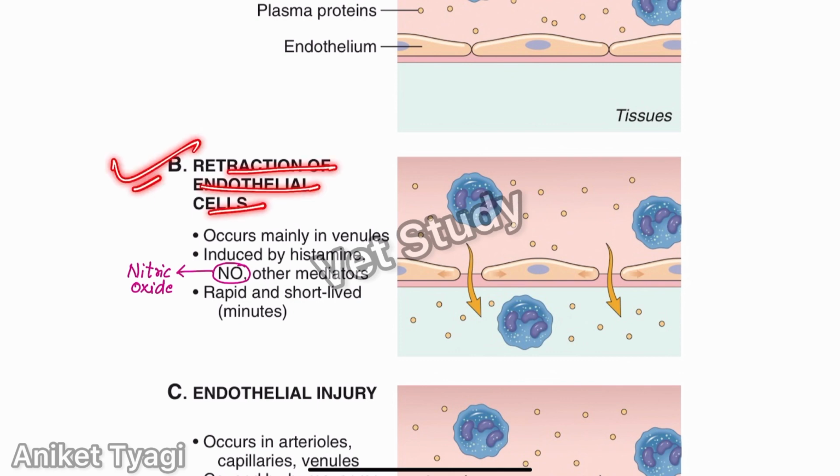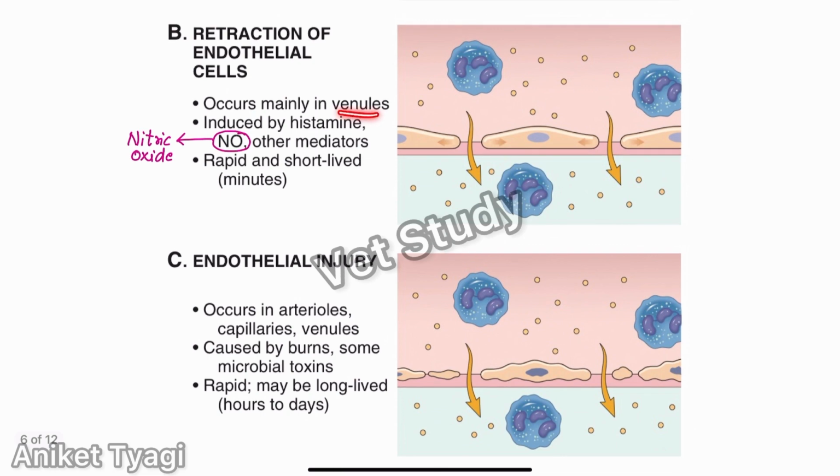Basically, this retraction of endothelial cell mainly occurs in the venule, and it is induced by histamine, nitric oxide, and other mediators. The important thing about this retraction of endothelial cell is that this is a rapid and short-lived mechanism. So what happens in this? You can see there is retraction of endothelial cell, and when this retraction occurs, what will happen? These gaps will widen, and when this gap widens, there will be the exudation of plasma protein and leukocytes, right?